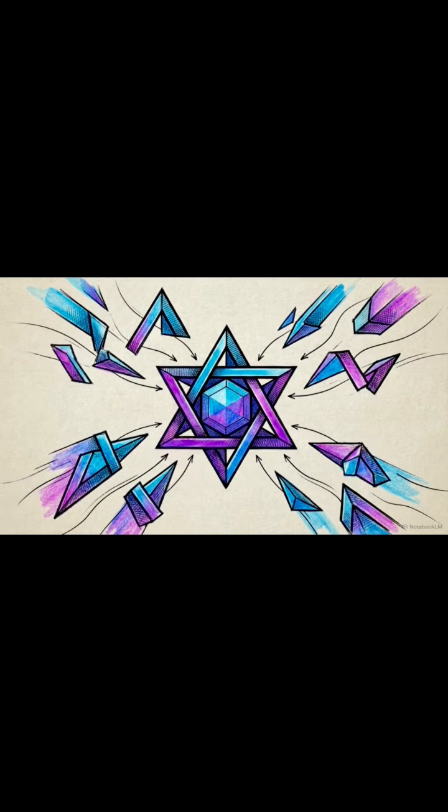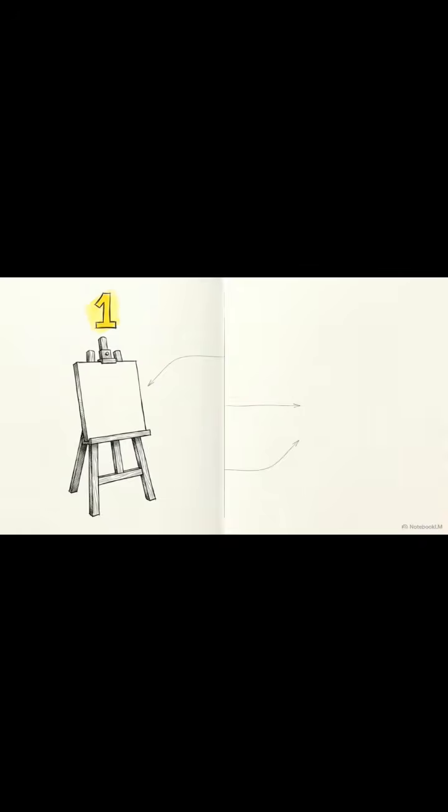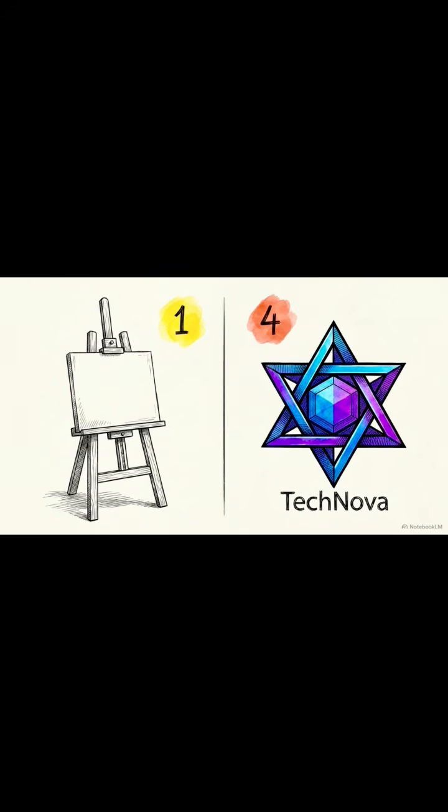Imagine bypassing the sketchpad entirely and watching a professional custom emblem assemble itself in a matter of seconds. This diagram maps out the exact workflow we're going to follow. By the time we reach step 4, we will transition from a completely blank canvas to a premium, deployment-ready brand identity. You won't need to learn vector software to get there.